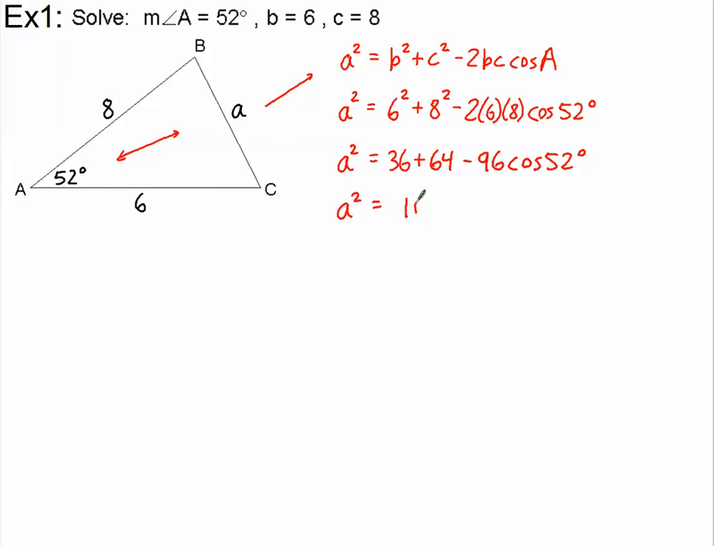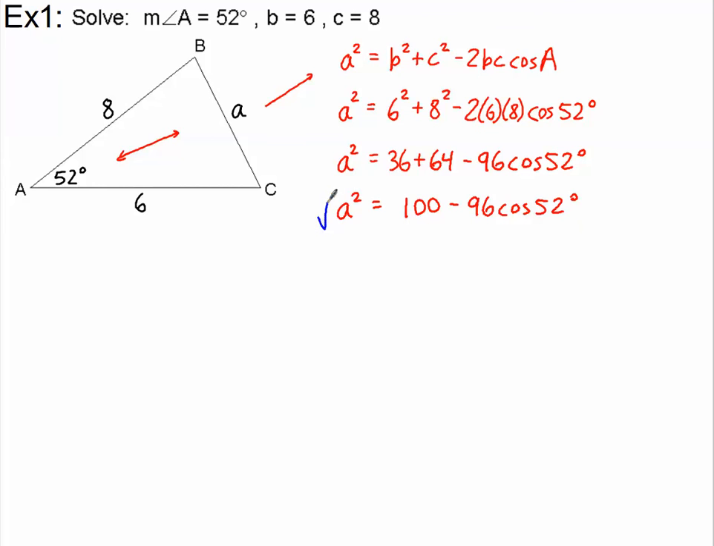36 and 64 make 100. Minus 96 cosine of 52 degrees. I want to stop here and mention something. These are not like terms. You cannot take the 100 and the 96 and subtract them in any way, because this is a coefficient to our cosine of 52 degrees. So please don't do something like that.